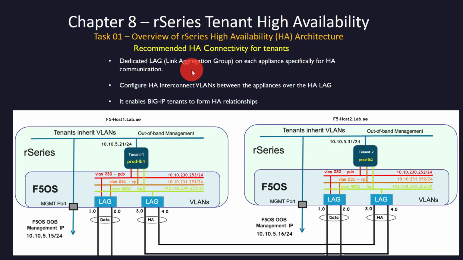Then, what is the recommended HA connectivity for the tenants? F5 always recommends to use a dedicated HA LAG. Using this HA LAG, you can configure HA interconnect VLANs between the appliances. This enables BIG-IP tenants to form HA relationships.